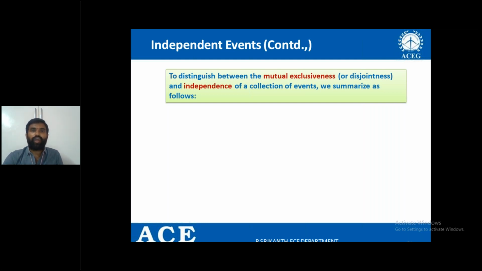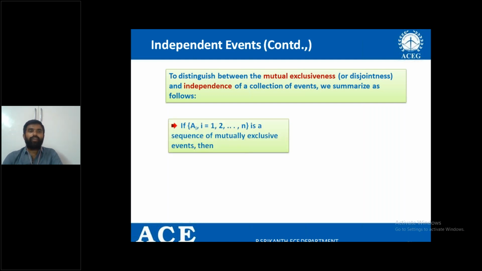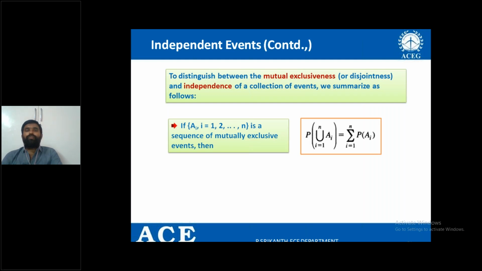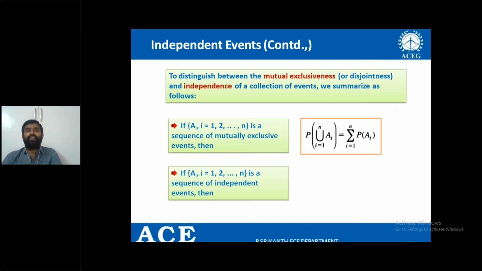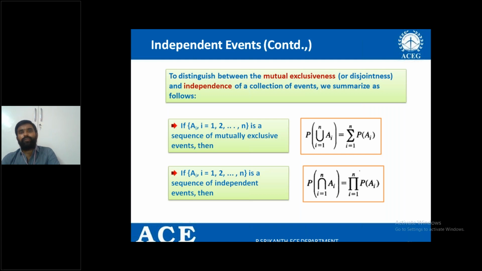Therefore, I have kept this particular slide to differentiate the two things. One is mutual exclusiveness and the other is independence, right? Mutual exclusiveness means P of union of Ai equals the summation of individual probabilities, whereas independence means ultimately a product. That is the basic difference between mutual exclusiveness and independence. You need to remember this while analyzing the problems.